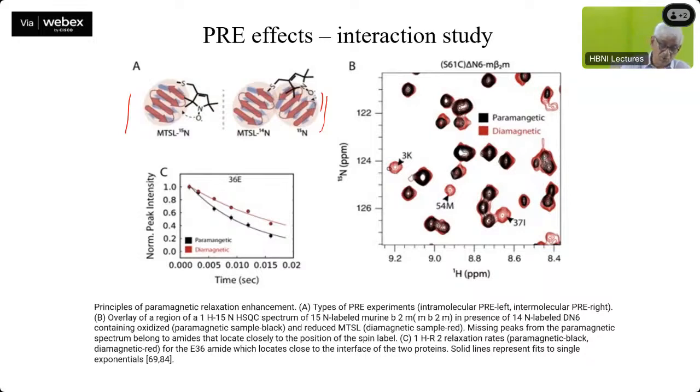So you plot this as normalized peak intensities, here for 36E, for example. So for the amino acid residue 36E, you put the label somewhere, and the paramagnetic one is here, but the intensities have gone down because of the paramagnetism. And the diamagnetic one is here. So this decrease in the intensity you can use for calculation of the interactions. And these are the spectra here. You can see how much the change is.